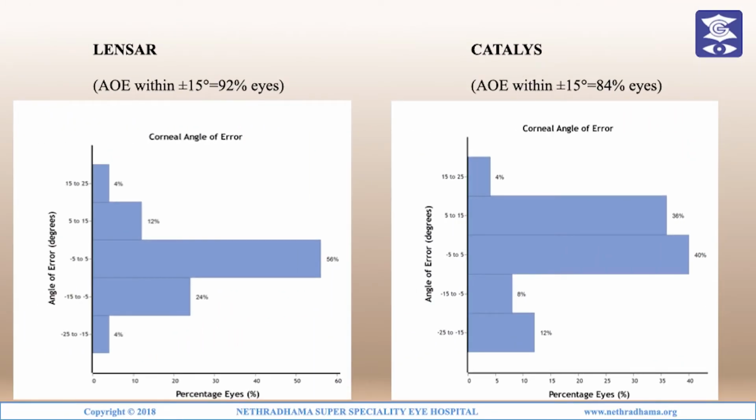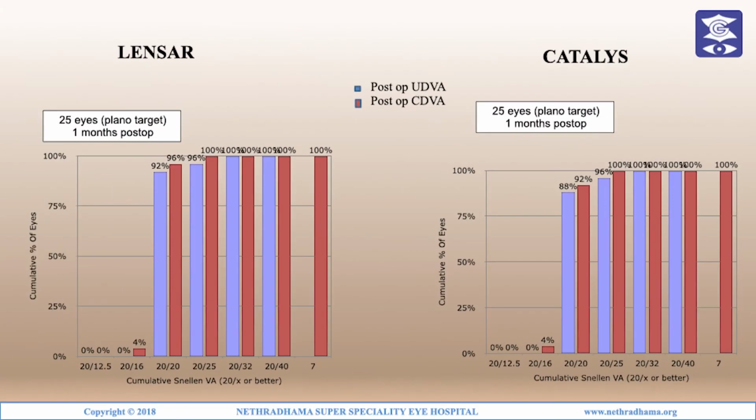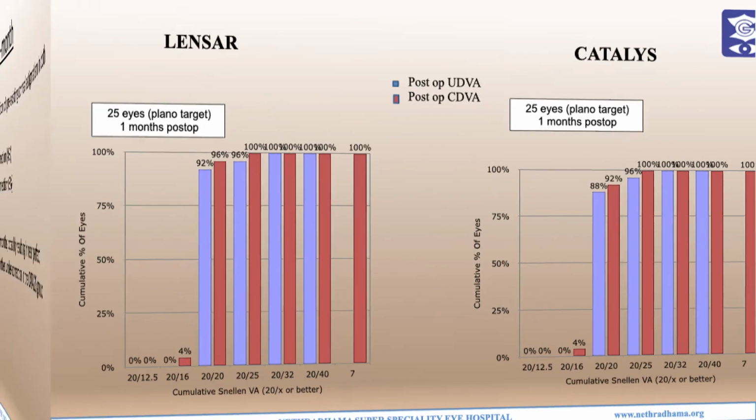This is really important, and you can see that the angle of error within 15 degrees, the percentage of eyes in this range was 92%, which shows better placement of the incisions, more on target, whereas in the other group, this percentage was 84%. As regards the refractive astigmatism, 96% eyes were within 0.5. In the other group, it was 92%. The uncorrected distance visual acuity, 92% eyes in the LENSAR group were 20/20 or better versus 88% eyes in the Catalyst group.